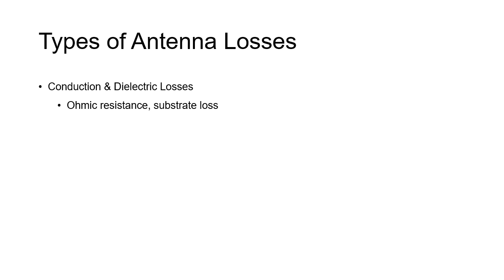Here we will discuss various types of antenna losses which cause degradation in the antenna performance. First is the conduction and dielectric loss. Conduction loss means undesired ohmic resistance which appears in the antenna. Dielectric loss is due to substrate loss, and this happens because the antenna is sometimes implemented on a dielectric substrate. Some higher order modes, some radiation into the substrate which is not in free space, is considered as loss.